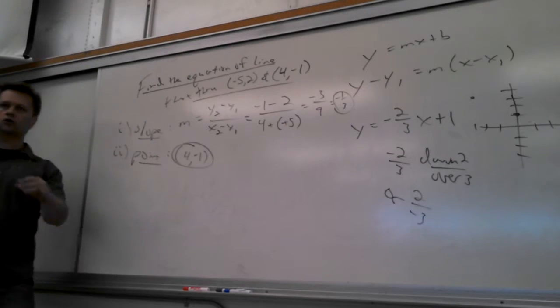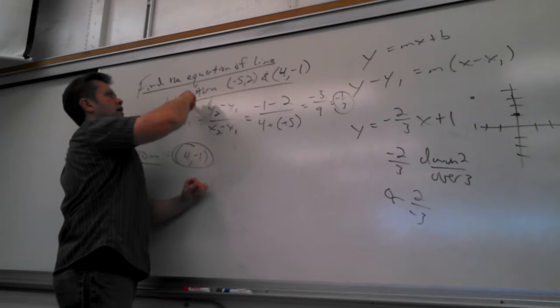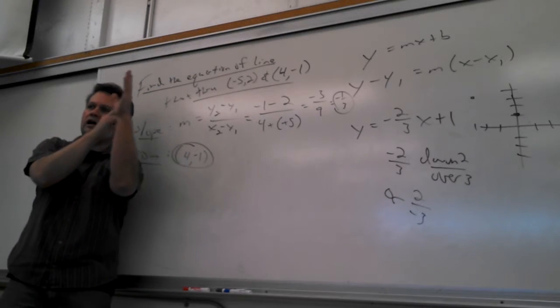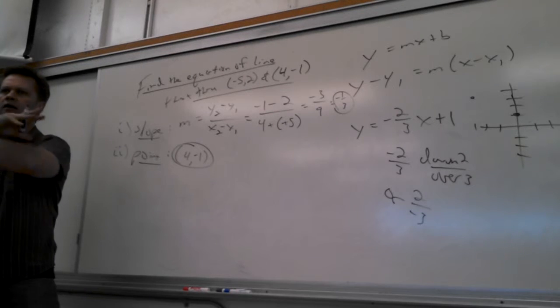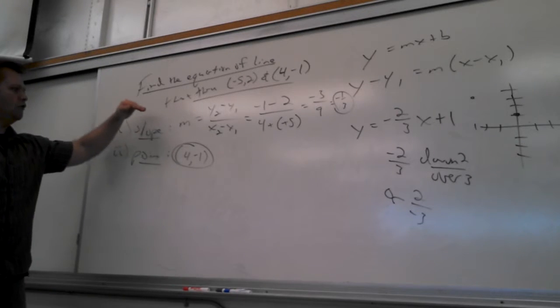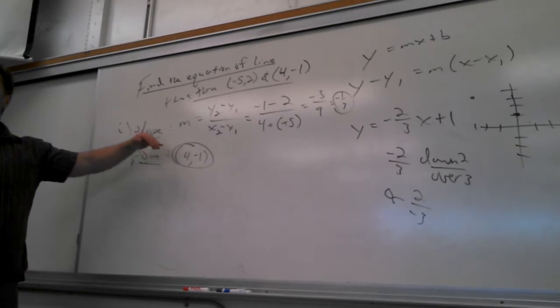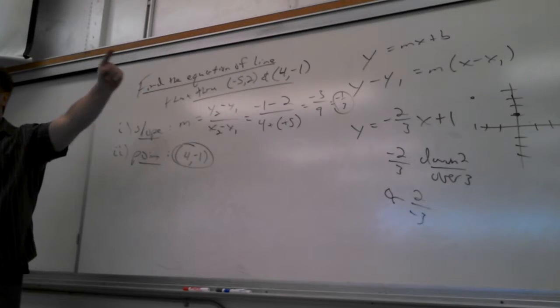Now I could have told you, find the equation of a line that is perpendicular to this line, so then you've got to find the slope and do the negative reciprocal. I don't know if you guys remember that. That goes through this point. I don't care how you find the slope and the point. Once you have them, you just throw them in.